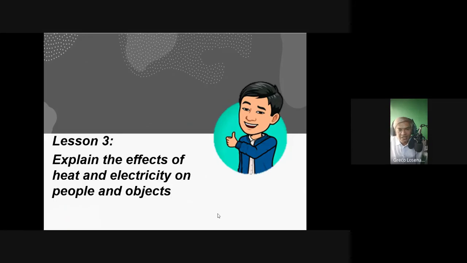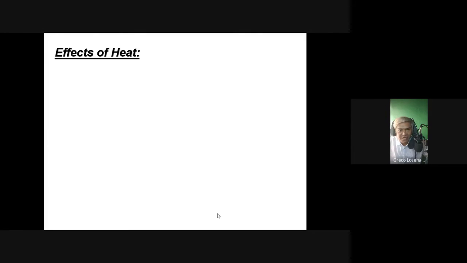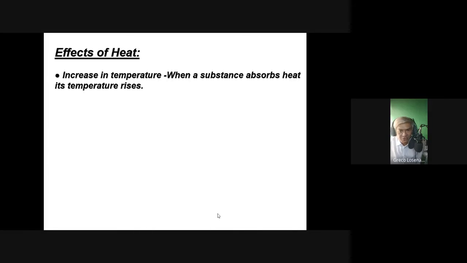Now let's proceed to lesson 3. Here I'm going to explain the effects of heat and electricity on people and objects. Let's start with the effects of heat. Increase in temperature. When a substance absorbs heat, its temperature rises. As you can see there, we have a pan being heated with fire. So there is an increase in temperature because the substance, the pan, absorbs the heat coming from the fire.